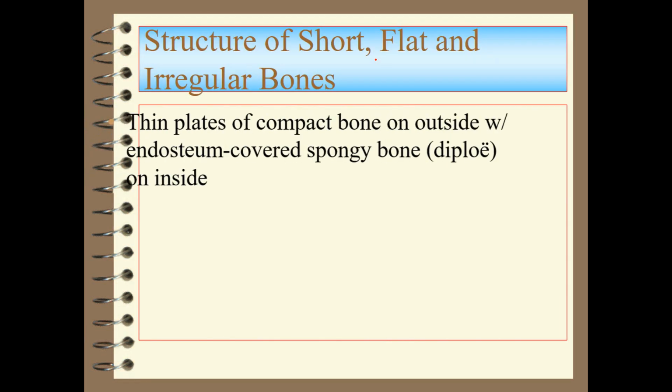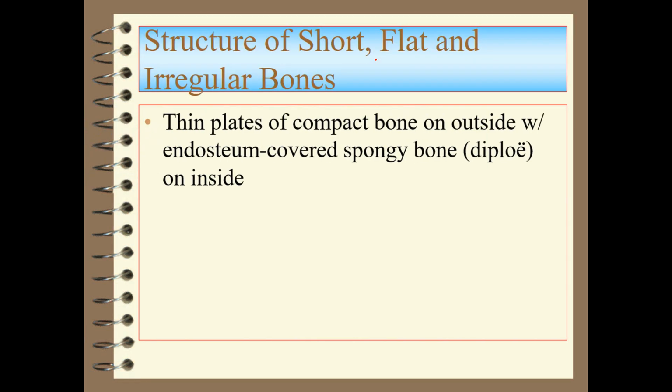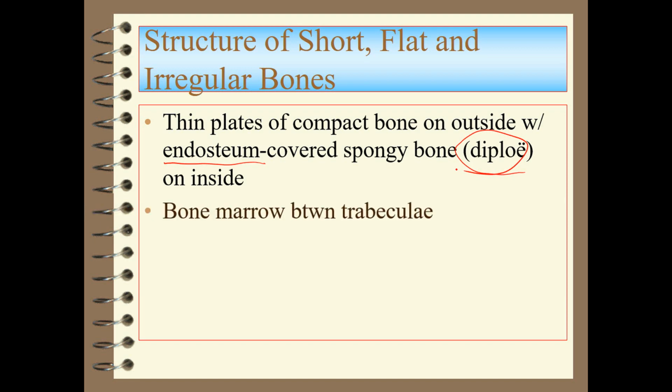So short, flat, and irregular bones, what we have is basically a sandwich: compact bone on the outside and spongy bone on the inside. And since that spongy bone is on the inside, it has endosteum on the inside. That type of layout, when that spongy bone is in between those thin plates of compact bone, is referred to as diploid. And then the bone marrow is going to kind of weave its way through the trabeculae.